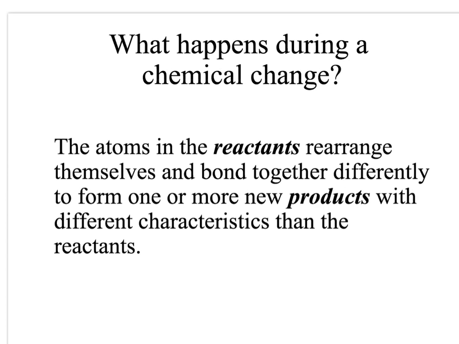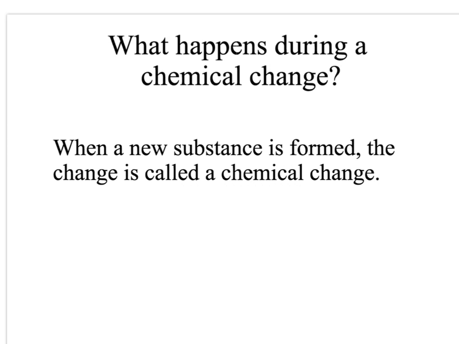So if we know what a physical change is, what happens during a chemical change? The atoms in the reactants rearrange themselves and bond together differently to form one or more new products with different characteristics than the reactants. When a new substance is formed, the change is called a chemical change. In this lesson, we're going to explore what happens during these chemical changes.